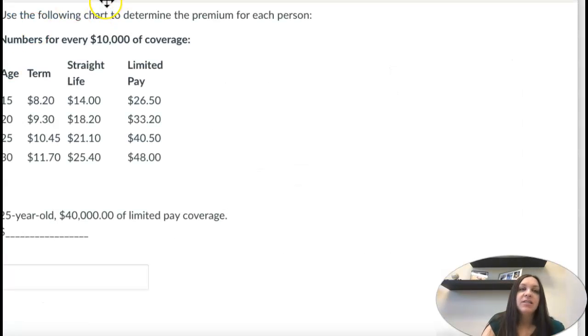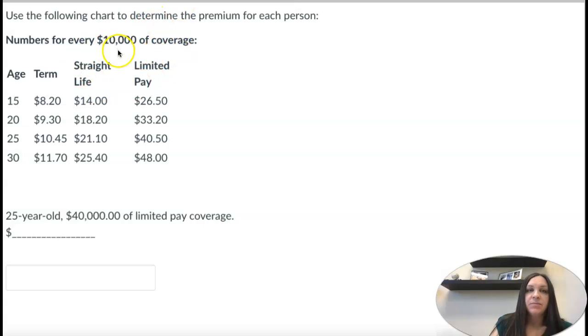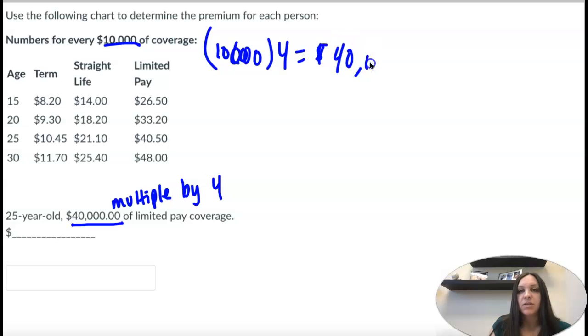Okay, so let's look at an example. Use the chart to determine the premium. So again, it's for $10,000 of coverage on this chart, but we're looking for a 25-year-old with $40,000. So we're going to take this value and multiply by 4. That's what the 40,000. Because you multiply by 4 here, 10,000 times 4 gives you that 40,000 that we need. Make sense?